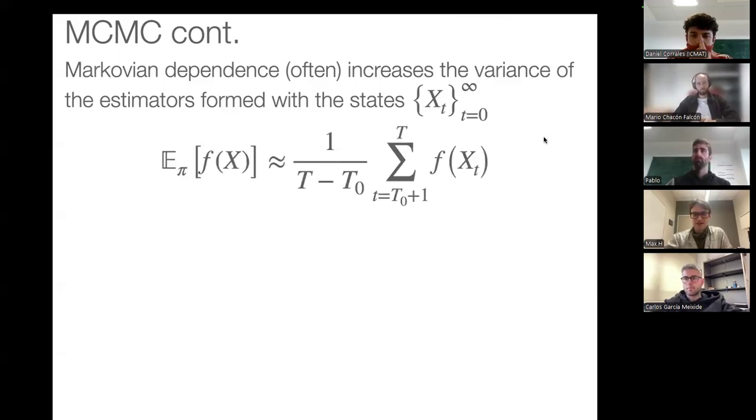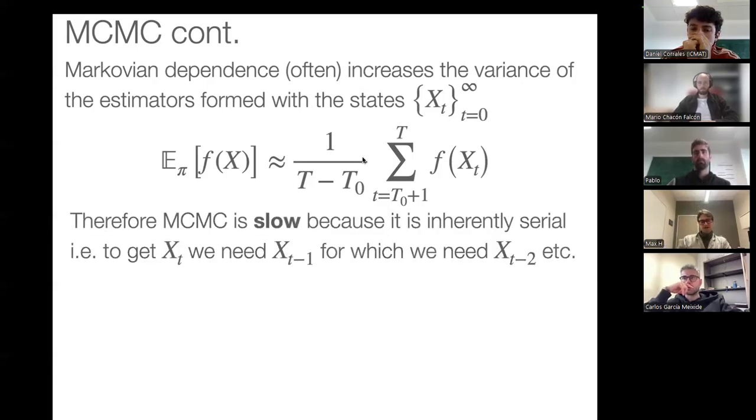So for instance, we're back in the regime of wanting to approximate expectations with respect to the target. The way that we do this in MCMC is that we throw away the first T naught states in our Markov chain, and then we use the resulting T minus T naught states to form our estimator, as you can see on the right-hand side. Because we have a Markovian dependence between the states, these estimators are going to have increased variance compared to if we just had independent samples from the target distribution.